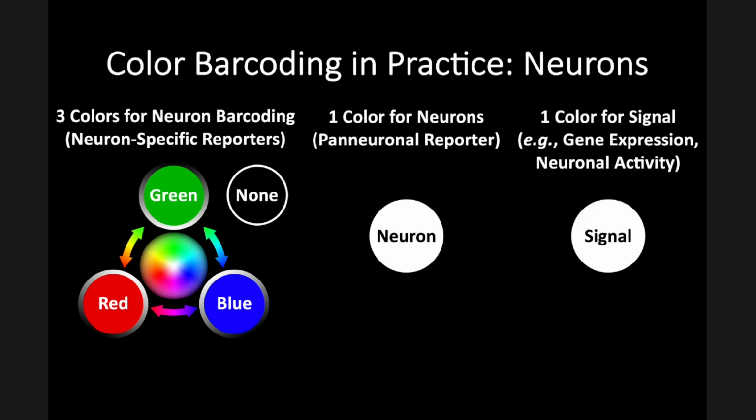Because ultimately the reason we're using this is for what I told you before, which is to look at expression of particular genes in different neurons or to look at their activity, right? So we need a fifth color, which is going to be the signal.